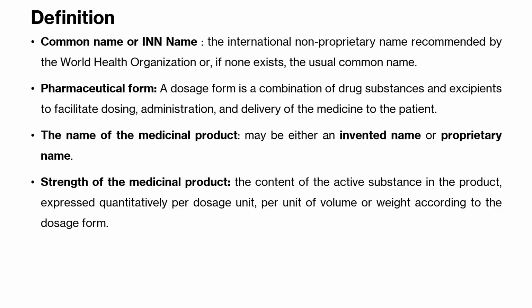For oral solution, it is expressed in terms of unit per volume, like milligram per ml or milligram per 5 ml. For parenteral preparation, it is also expressed in terms of milligram per ml or milligram per 5 ml, depending upon the content of the ampoules. For the semi-solid dosage forms like cream and ointment, it is expressed in terms of percentage weight by weight.